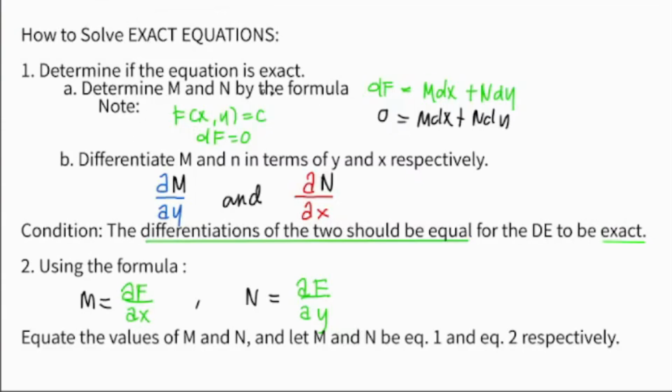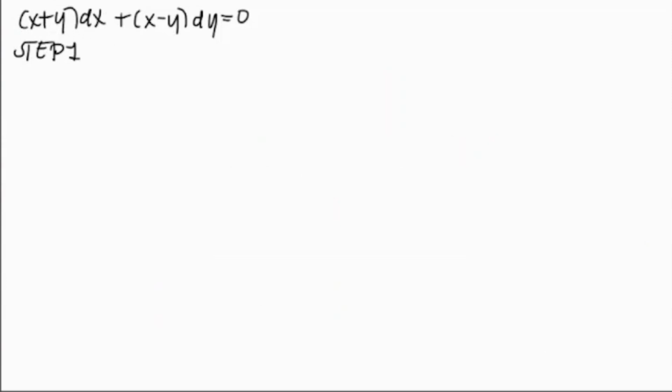M and N are determined by the formula df is equal to m dx plus n dy, or 0 is equal to m dx plus n dy. So, ang katabi ng m is dx and n is dy. Mapapansin natin dito, m is x plus y kasi katabi siya ng dx, and n is equal to x minus y. So, sulat natin m is equal to x plus y, n is equal to x minus y.